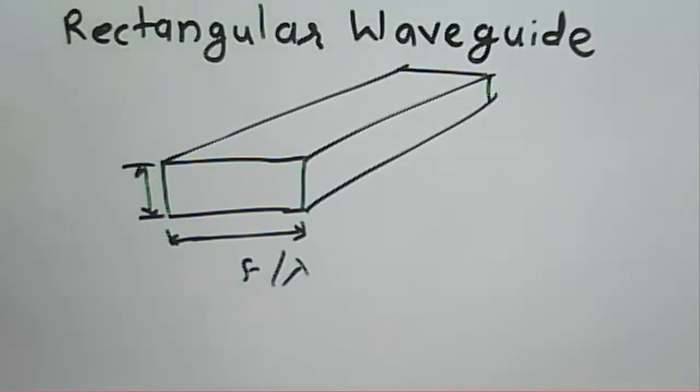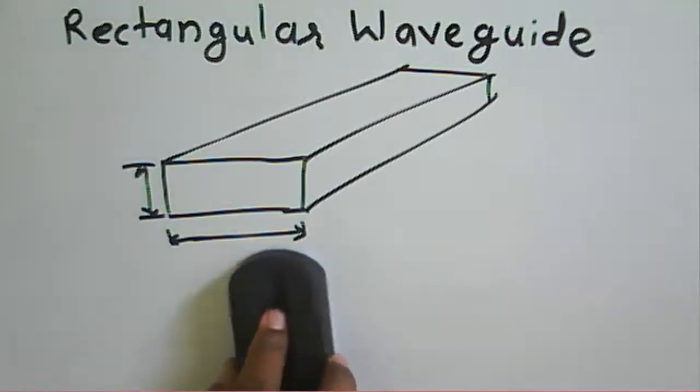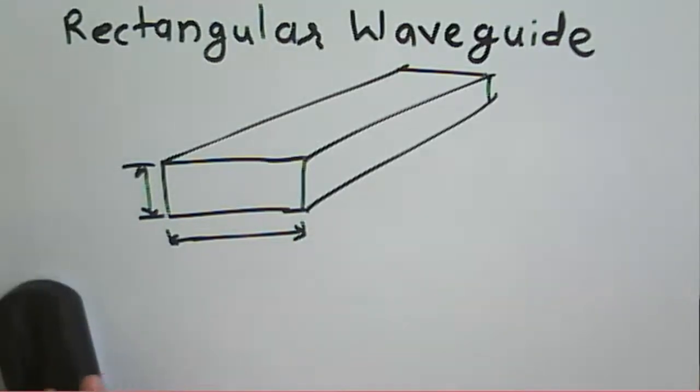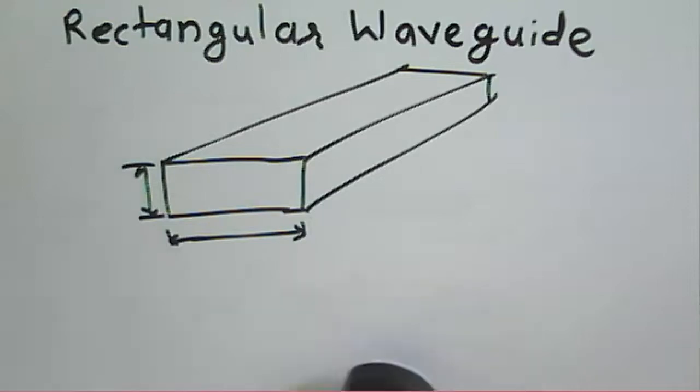So that's why we need to know the operating frequency of this waveguide and the cutoff frequency of this waveguide. Cutoff frequency means what? The lowest frequency that can propagate through this waveguide. To obtain the equation of the cutoff frequency, we should know some excitation components, that is the electric field component and the magnetic field component.